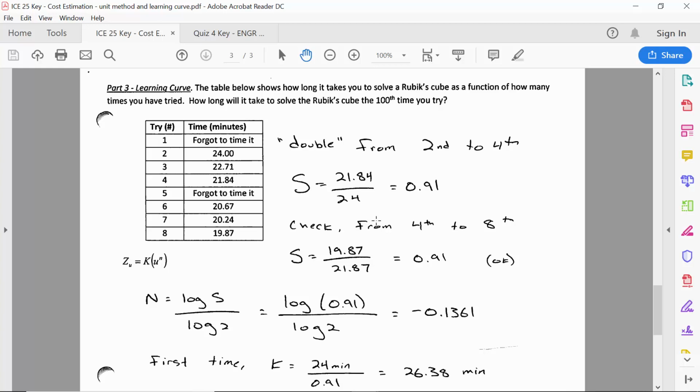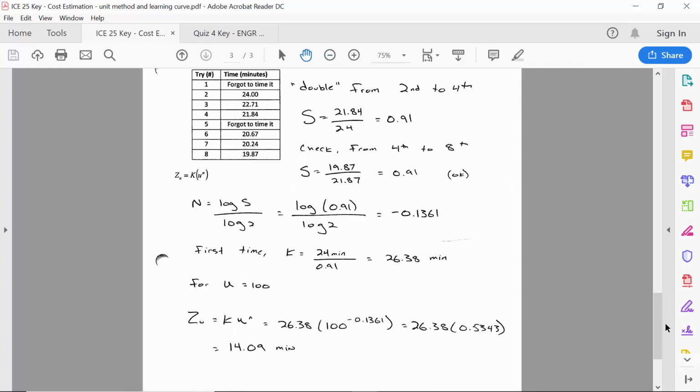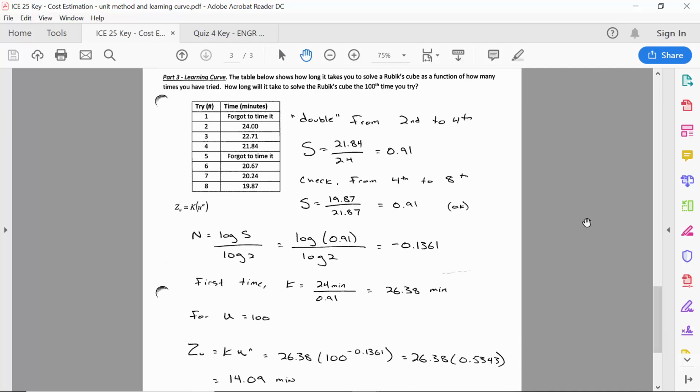So the first step is to find S and to check S to make sure that it's a consistent trend, and it is. So then once you have S, then you can find the exponent factor n. And then unique to this example is having to estimate how long the first time was. So altogether then it should be 14.09 minutes to do it on the 100th try.